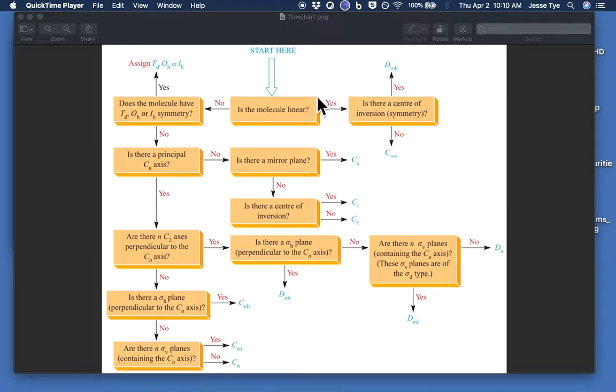So I'll be going back and forth. I'll use this somewhat. I'll post this for you guys on Canvas. This is a flowchart here that will help you assign point groups to a molecule. There are a bunch of different ones of these that are online.